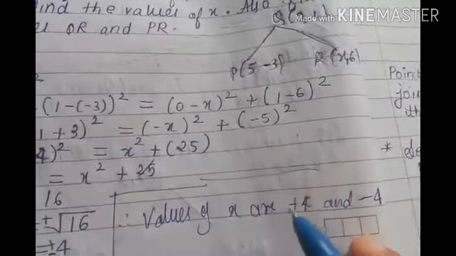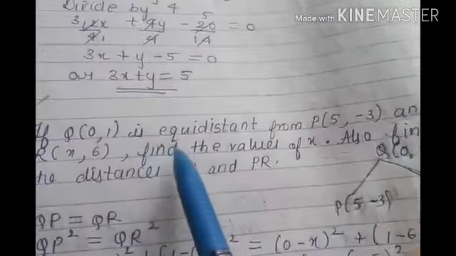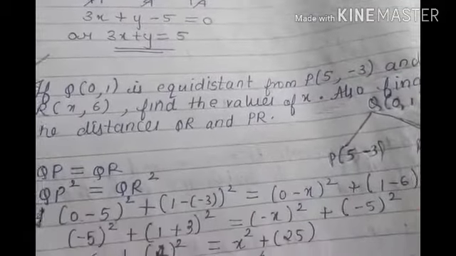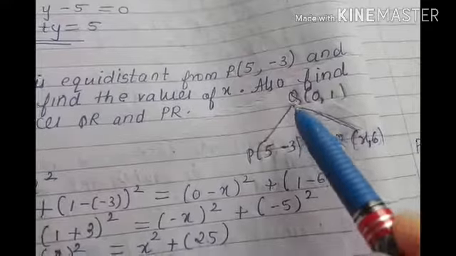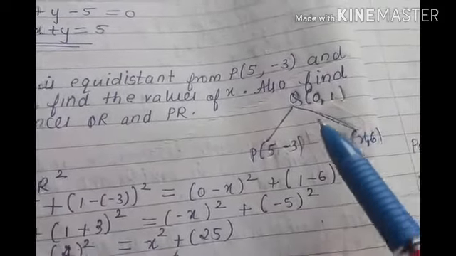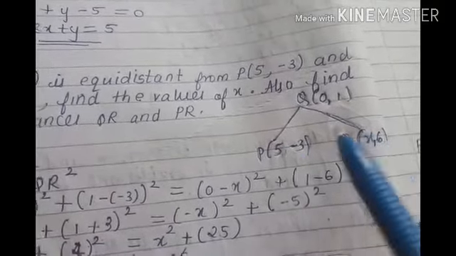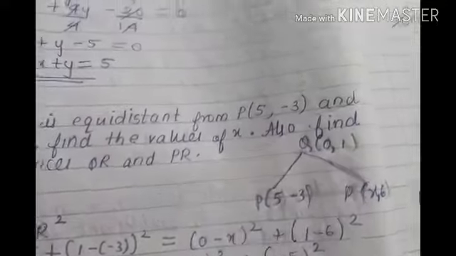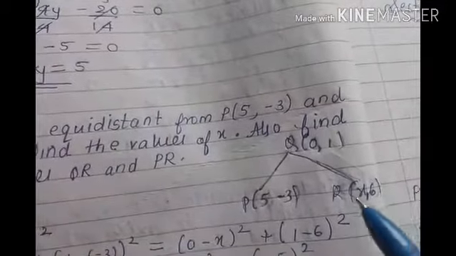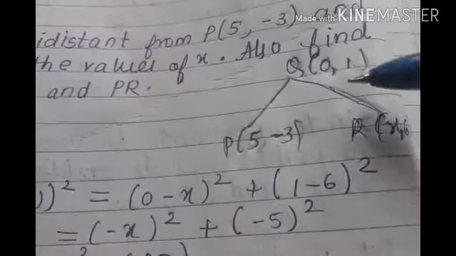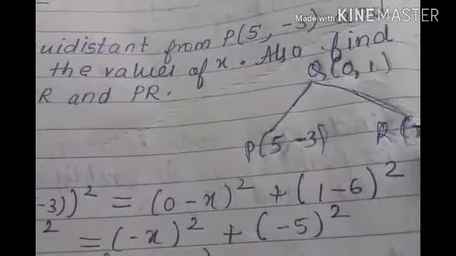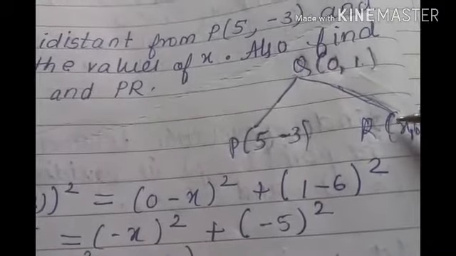So the values of x are plus 4 and minus 4. This part you have done, find the values of x. Now what is the next part? Also find the distances QR and PR. So QR, this distance you need to find, and PR, this distance you need to find. Again you use the distance formula twice, because you have already got the value of x. So we'll use the distance formula for it.